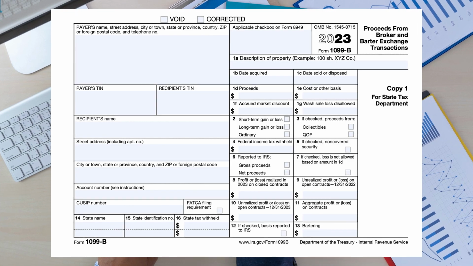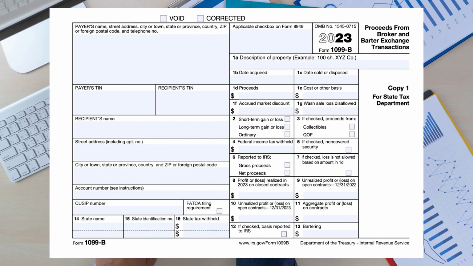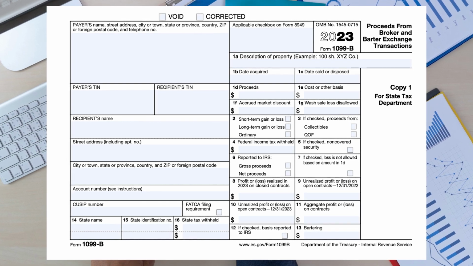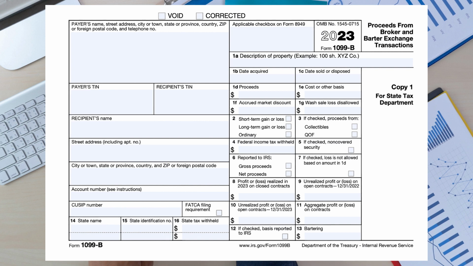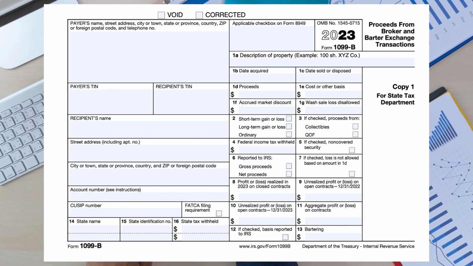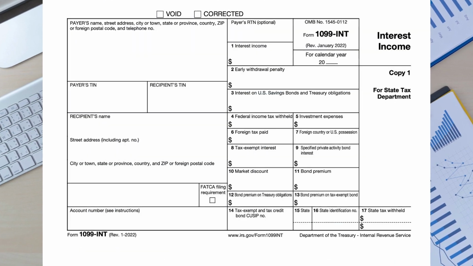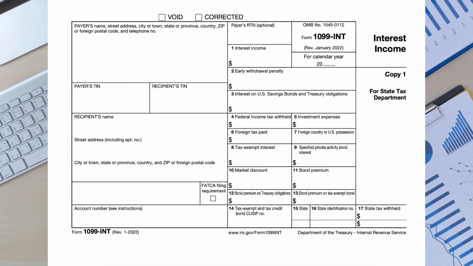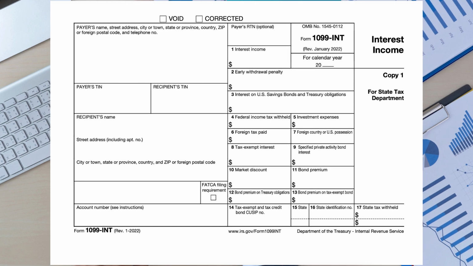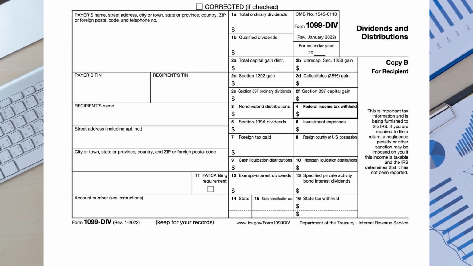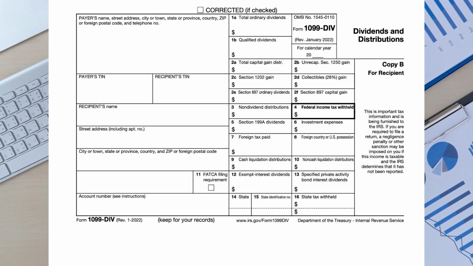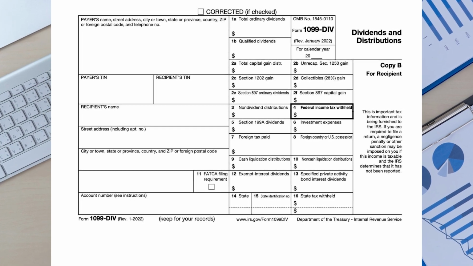This tax document is called the Consolidated 1099. The Consolidated 1099 will include the 1099-B, which states how much money that you made or lost in the stock market that year. The 1099-INT states how much interest income that you earned that year in your brokerage account. And the 1099-DIV states how much dividend income that you earned that year in your brokerage accounts.